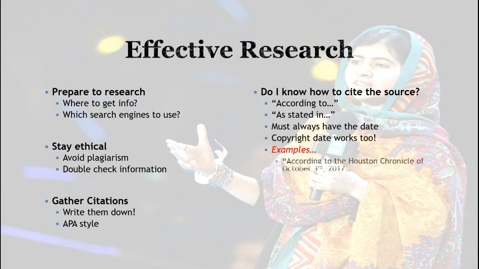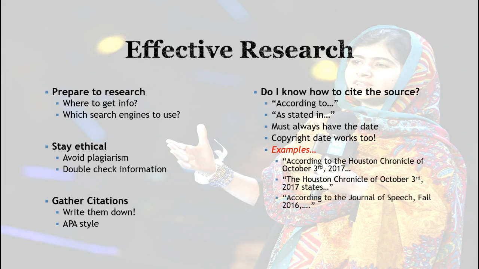Here are some examples. According to the Houston Chronicle of October 3rd, 2017. The Houston Chronicle states on October 3rd, 2017. According to the Journal of Speech, Fall 2016. That's an academic peer-reviewed journal, Quarterly Journal of Speech. So this is how you want to cite your sources.